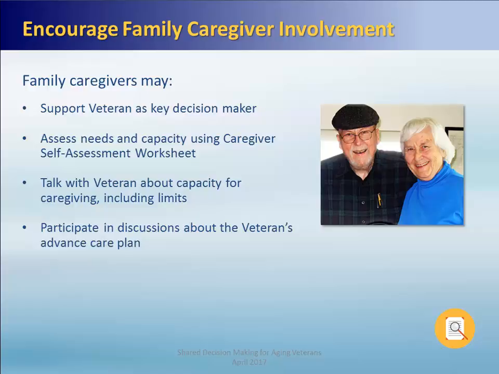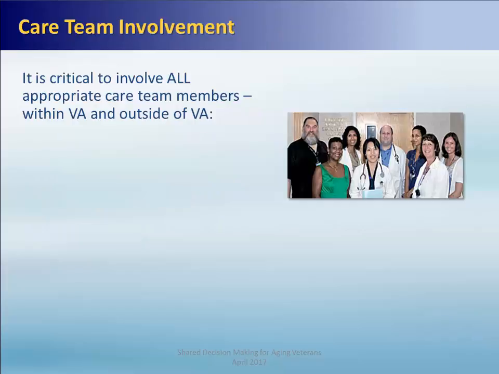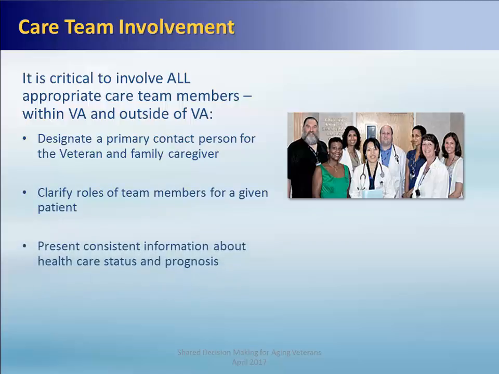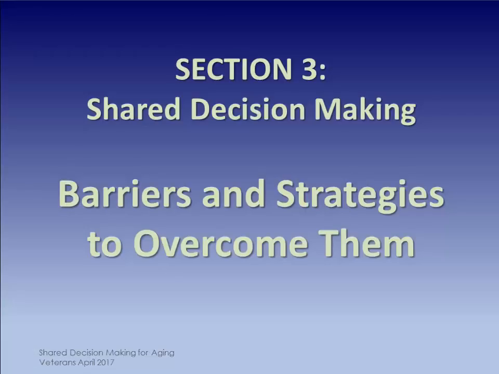And caregivers may participate in discussions about the veteran's advanced care plan, as they often have a key role in its implementation. It is also critical to involve all appropriate care team members within VA and outside of VA. That's one of the reasons part of the orientation and training for shared decision-making includes Team Training 1 for entire care teams. In addition, it's helpful to designate a primary contact person for the veteran and family caregiver, to clarify roles of various team members for a given patient, and to present consistent information about healthcare status and prognosis.